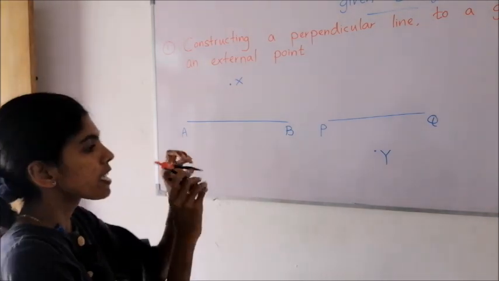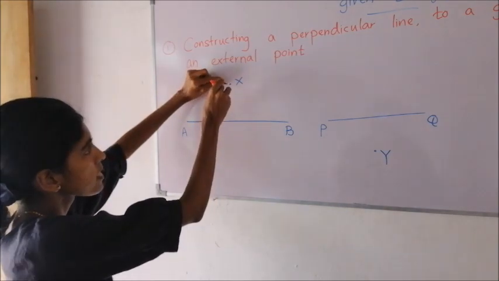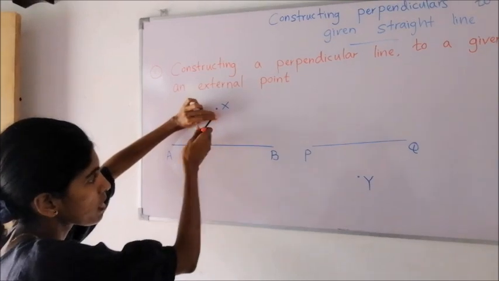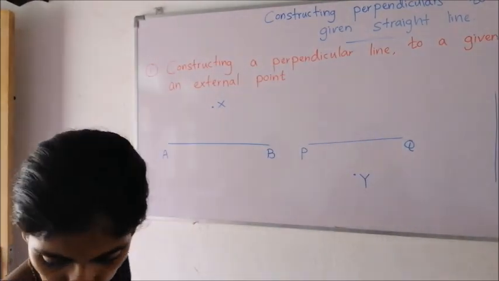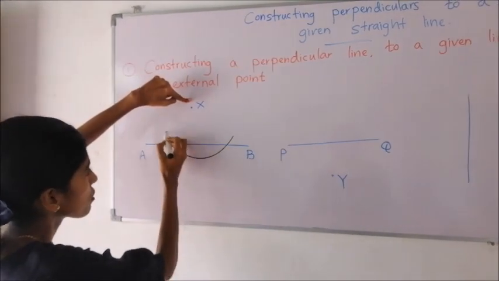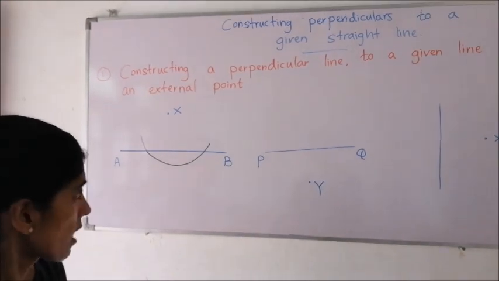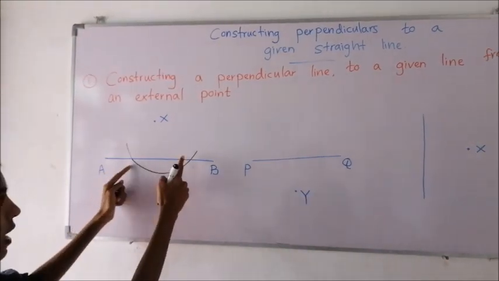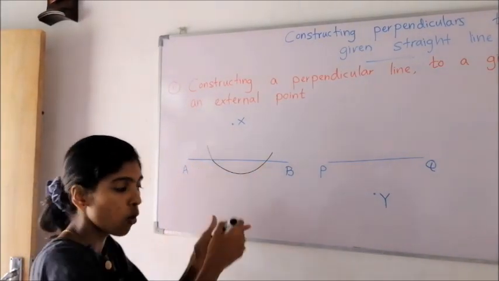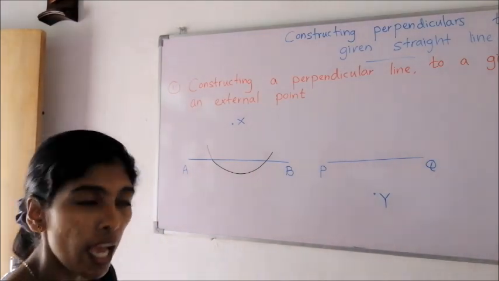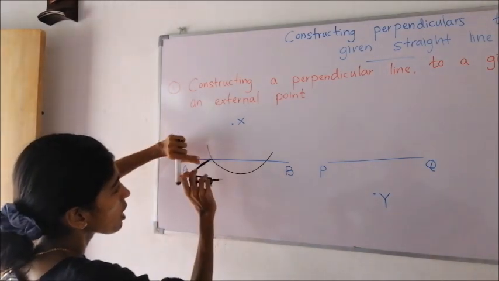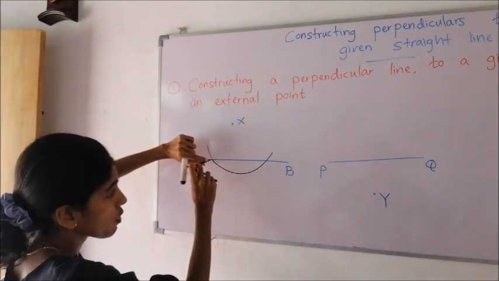Firstly children, keep this metal point at this external point X. Then open the compass and draw an arc segment as if to cut the straight line. Keep the middle point here and draw an arc like this as if to cut this AB straight line. Okay. Then children, can you see another two new points are formed at the intersection points here? Two new points are formed. Again, take the compass and with the same length or with any length, you can change the length if you want. Keep the metal point at one of the two new points that you formed.